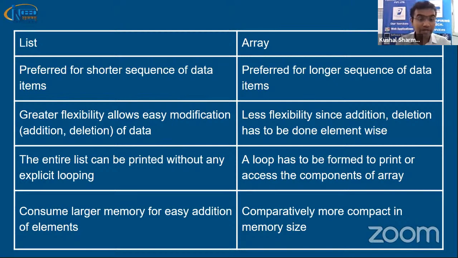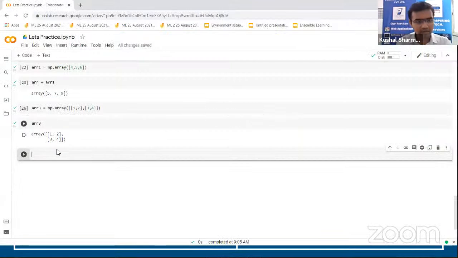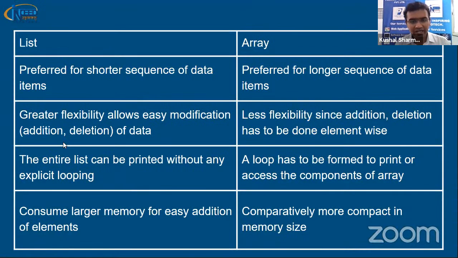The entire list can be printed without an explicit loop, but for an array a loop has to be created. Here you can see the array has been printed. It's not that it cannot be printed. It's printed, but if you want to iterate it, then you'll have to write a loop. Now, consumes large memory. A list consumes large memory for easy addition of elements.